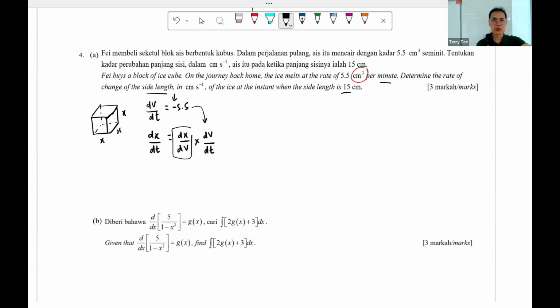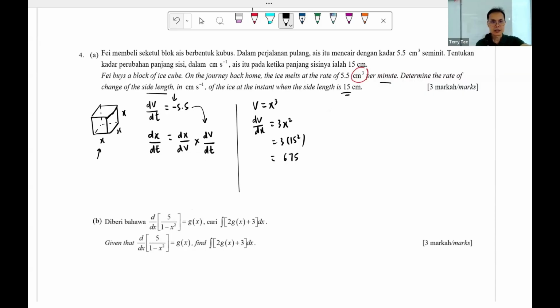How do you find this one? You go back to the shape here. We know the volume of a cube is x cubed. So we have to differentiate dV/dx. Bring the power down, copy x, reduce the power by 1. Then you substitute x with what? Your x is 15. What is 15 squared? 225. Correct. 225 times 3. What is 225 times 3? 675. Correct.